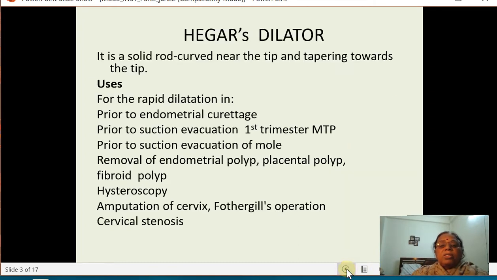Now, the indications where only dilatation is done alone, that is, whenever we want to drain the pyometra, drain the hematometra or leukometra, or whenever in patients of cancer cervix, when the tandem has to be inserted to put the radioactive needles.